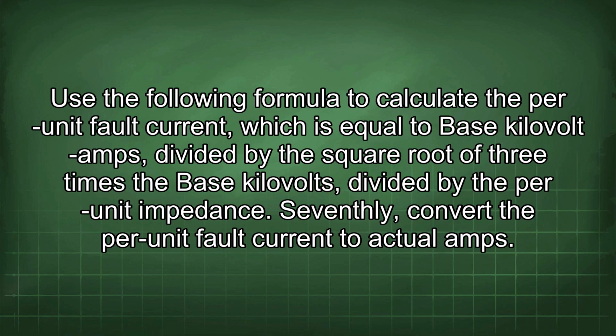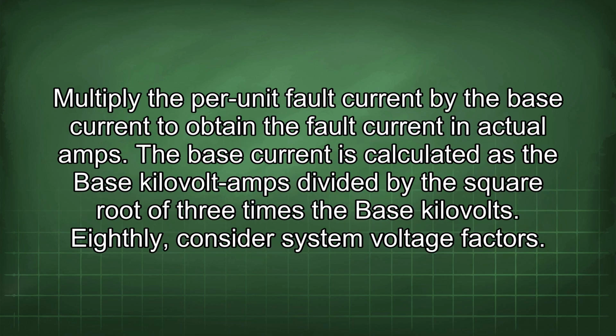Seventhly, convert the per unit fault current to actual amps. Multiply the per unit fault current by the base current to obtain the fault current in actual amps. The base current is calculated as the base kilovolt amps divided by the square root of 3 times the base kilovolts.